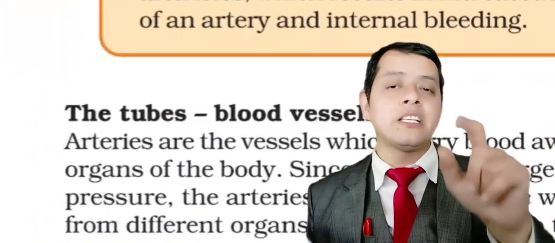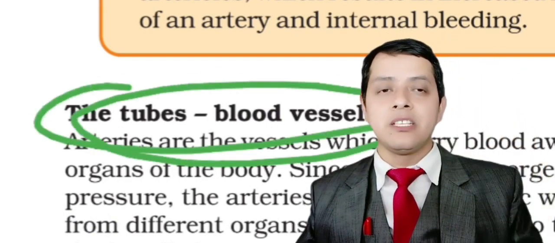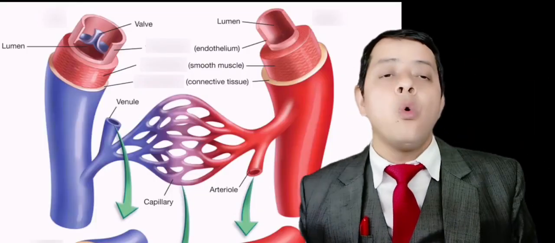Let's see about blood vessels. There are arteries, veins and capillaries. Arteries one side, veins one side, and capillaries. What happens? What are arteries?